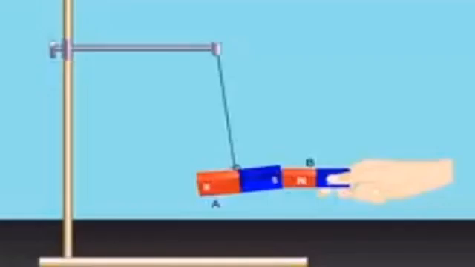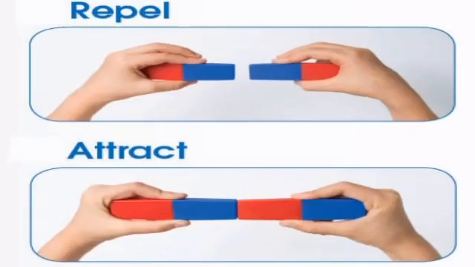Fix a bar magnet to a stand as shown in the figure. Let it become steady. Now take another bar magnet near the hanging bar magnet and observe what happens. Do the same again and again, exchanging the end of the magnet. What do you see? We'll see that there is repulsion between like poles of a magnet, whereas there is attraction between opposite poles.